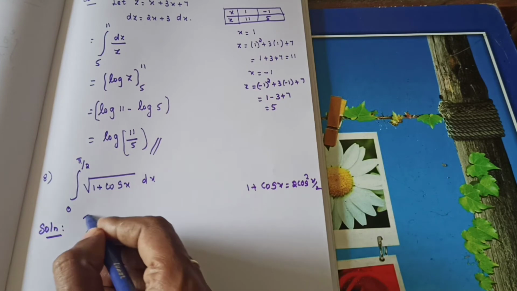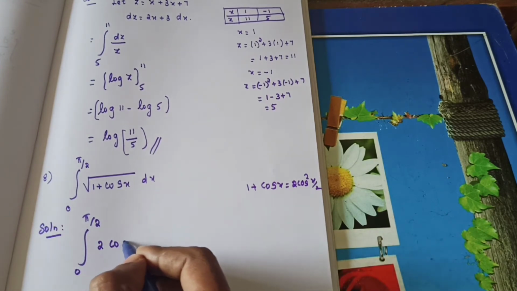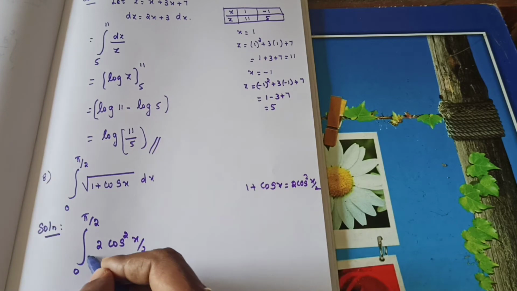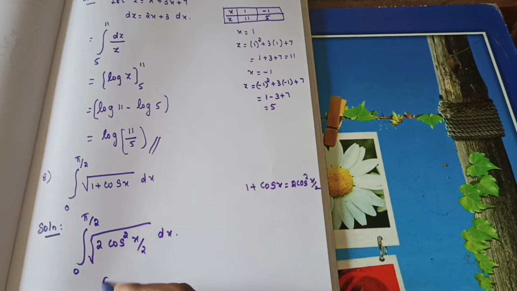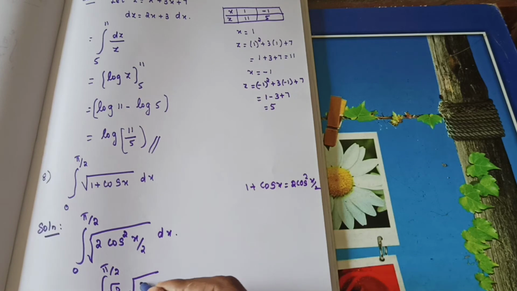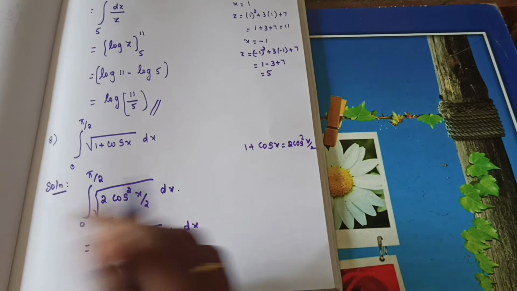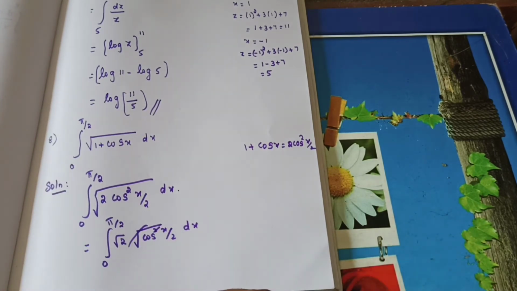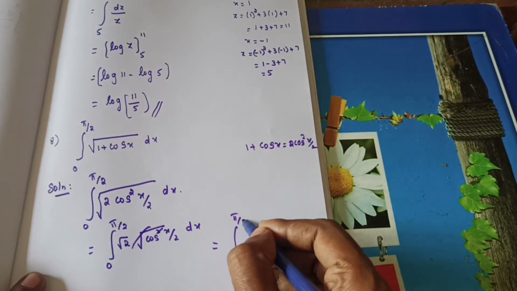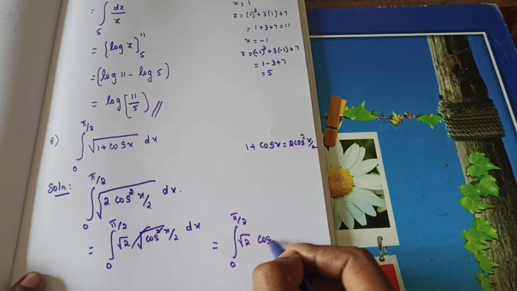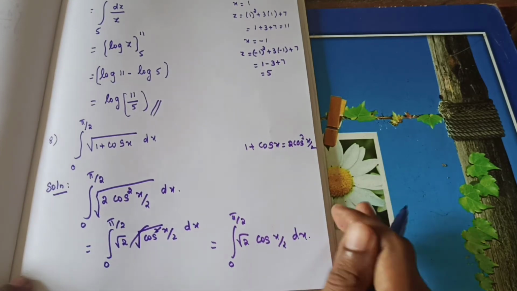Integral of 0 to pi by 2. What's the formula? 2 cos square x by 2. Square root is there. dx. Okay. So from this you can take the square root of 2 separately, then square root of cos square x by 2 separately. Then the square and the square root will get cancelled. Correct? Yes. So what's the balance? Integral of 0 to pi by 2 square root of 2 cos x by 2 dx.